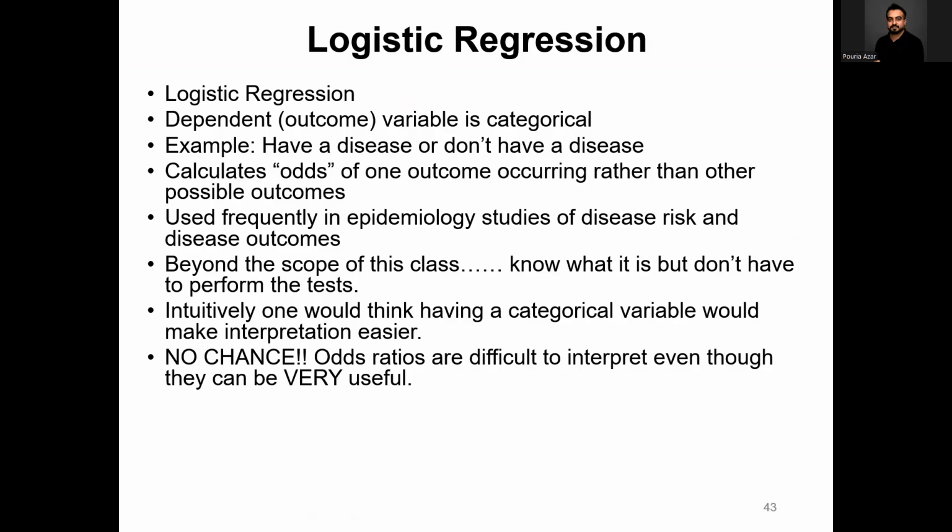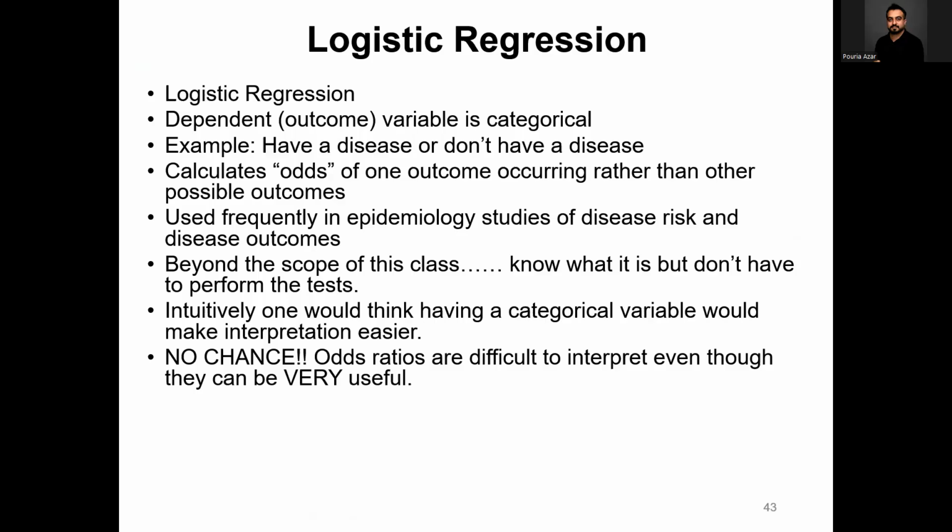Logistic regression is another type of regression analysis, but this is totally different from simple linear and multiple linear regression. In simple linear regression and in multiple linear regression, our outcome variable is a continuous variable, but in logistic regression, the outcome variable is categorical. And most of the time, it has just two levels, so it is dichotomous. For example, have a disease or don't have a disease. These are examples for logistic regression.